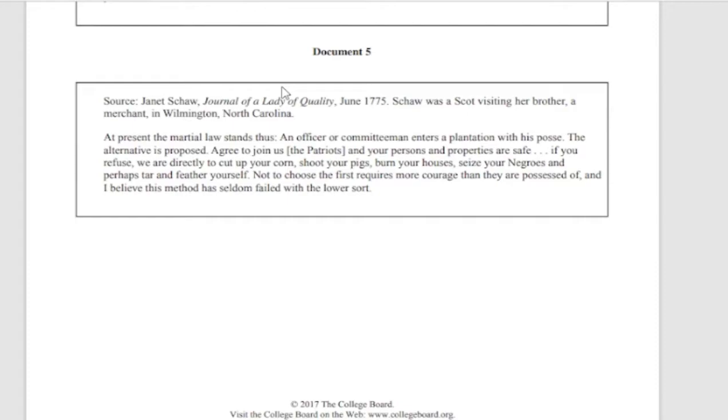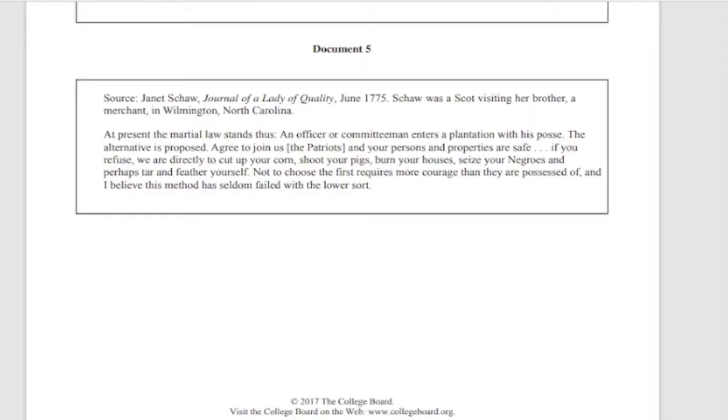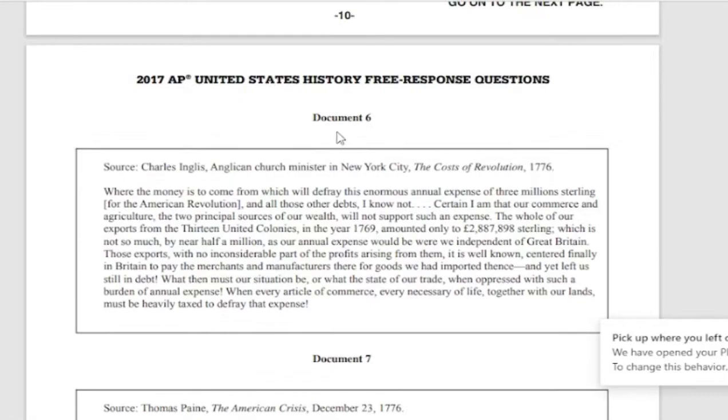Apparently, the war also led to lots of property confiscation. And, whoops, what in the world is that? Okay, weird. There's a link right here, that's why. And then this Anglican minister is talking about the difficulties that you would have paying for it, right? What then must our situation be, or what state of our trade, when oppressed with such a burden of annual expense, when every article of commerce, every necessity of life, together with our lands, must be heavily taxed to defray that expense.